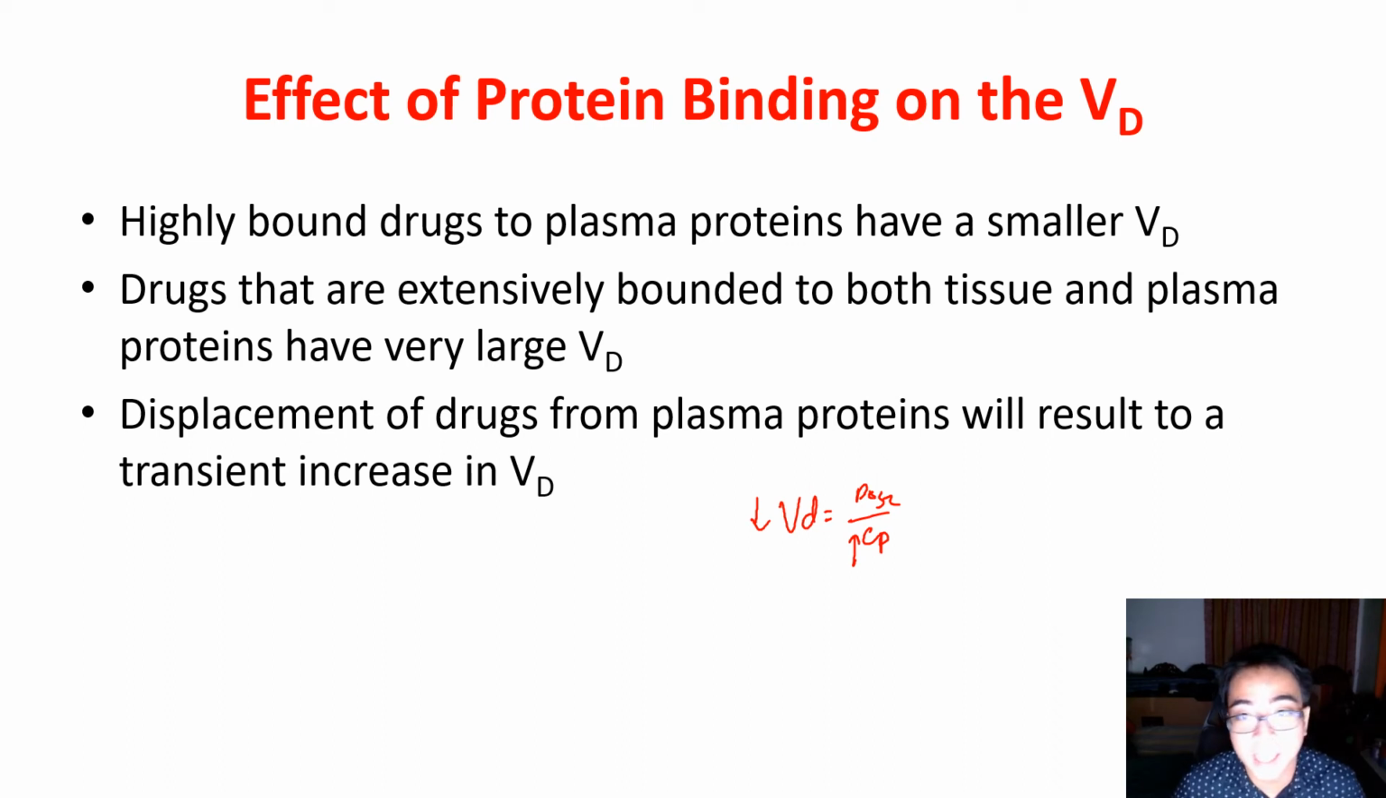So, drugs that are extensively bound to both tissue and plasma proteins have very large VD. This one is tissue, meaning the drug is already in the tissue, going to the target sites. And displacement of drug from plasma proteins will result in a transient increase in VD. Why will the VD increase? Because there will be more free drugs available for distribution and binding to their target sites.